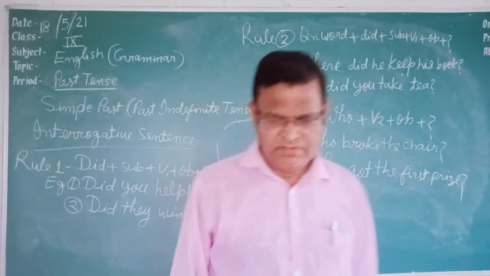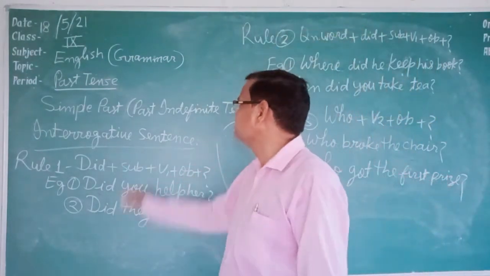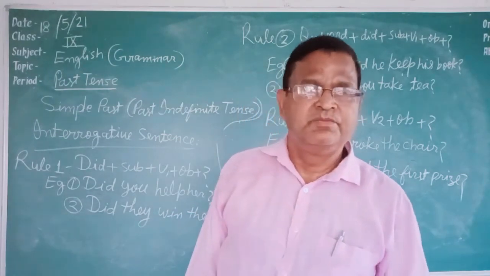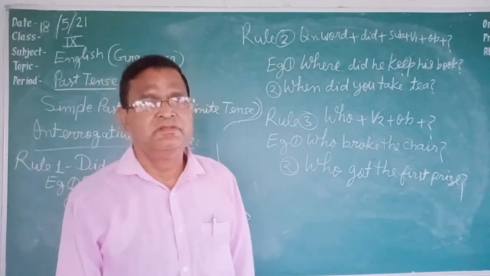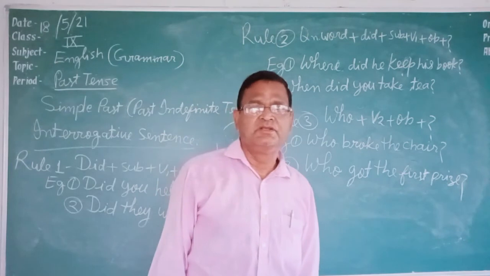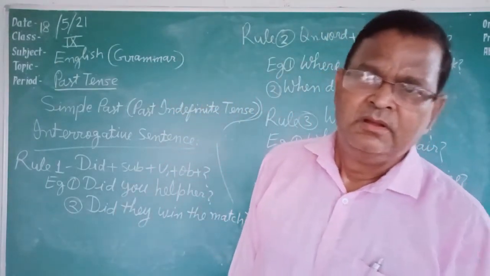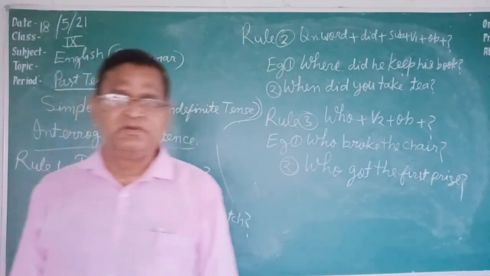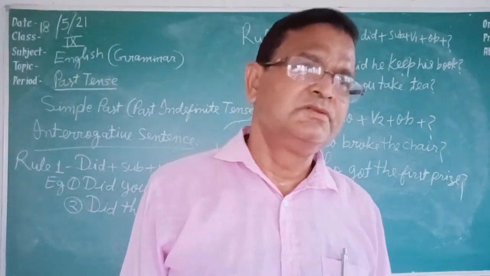In this way, students, today we have studied the first kind of past tense, that is simple past. This simple past is also known as past indefinite tense. I have told you that in this tense the helping verb is did, and it is used in negative sentences only. Did is not used in positive sentences. I have told you the rule of positive sentence, the rule of negative sentence, and the rule of interrogative sentence.